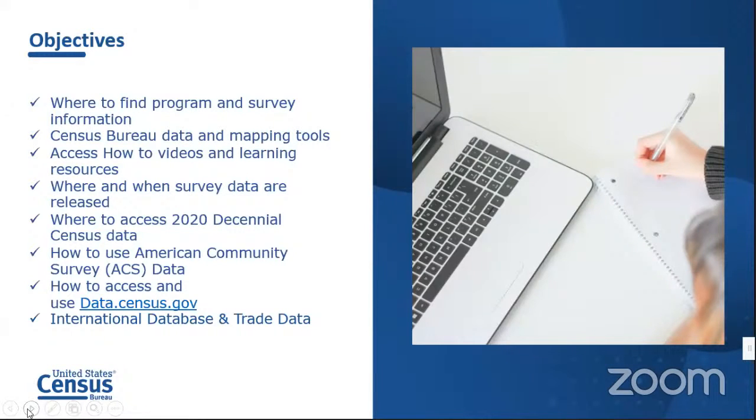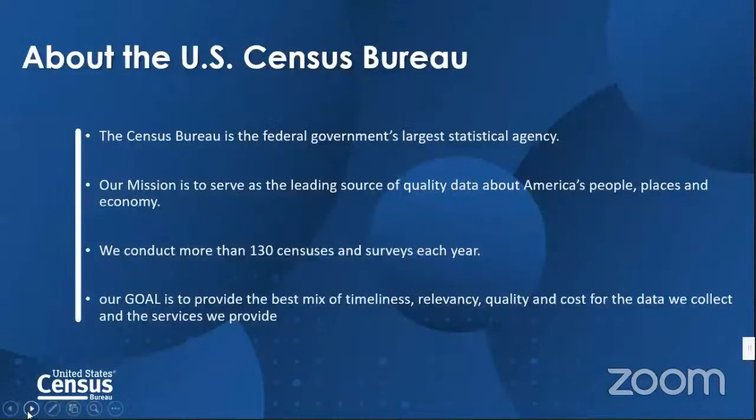Important is, since we are in the redistricting phase, where you can access 2020 Decennial Census data, and also how to use the American Community Survey. I'll give you a high-level overview to show you the geographies, the content, and the vintages that are available for your use. And this is where the majority of these neighborhood characteristics come from. Again, the demo on how to access data.census.gov, and a little preview of what we have in terms of the international database and trade data, if time allows.